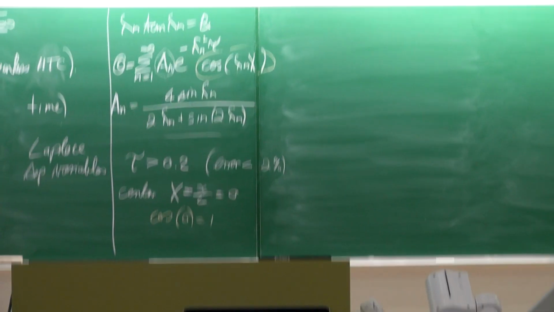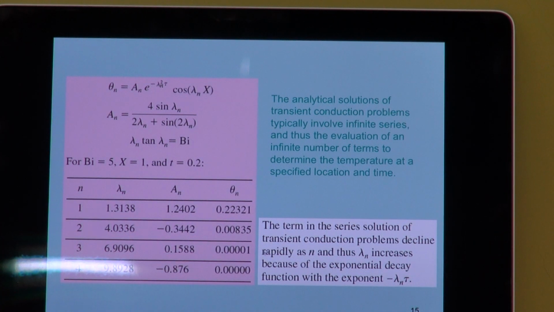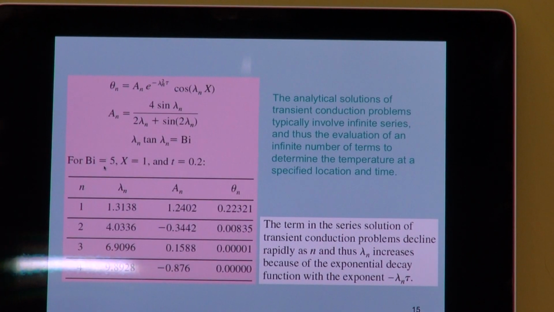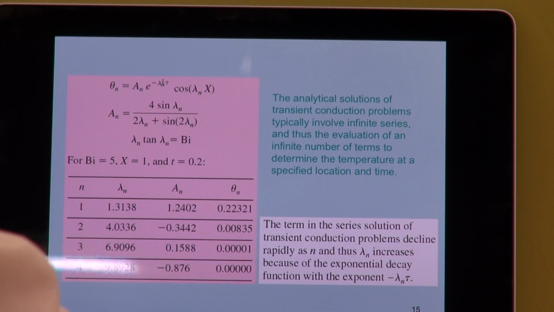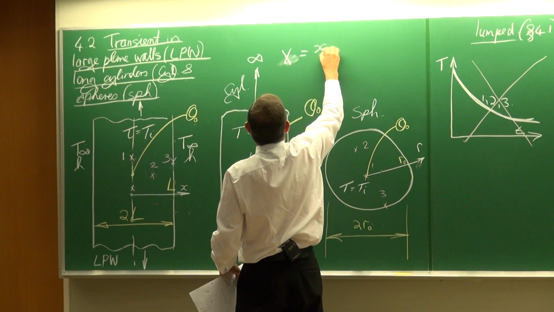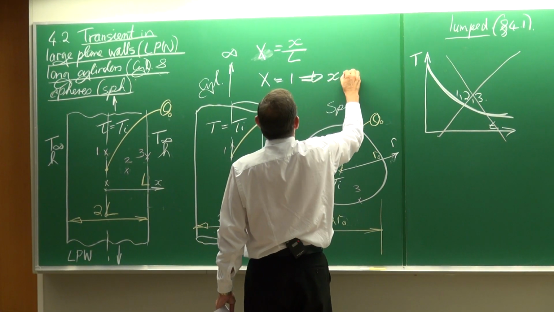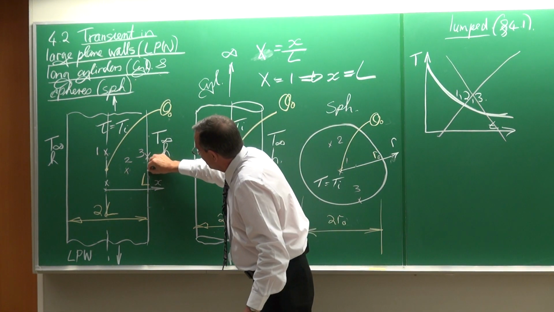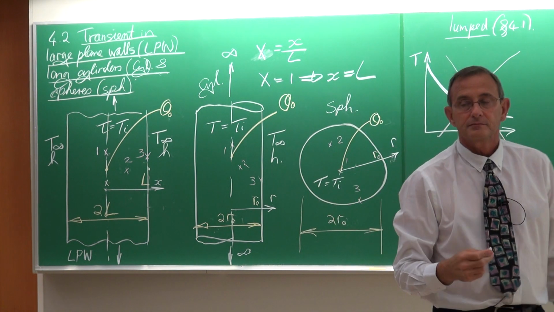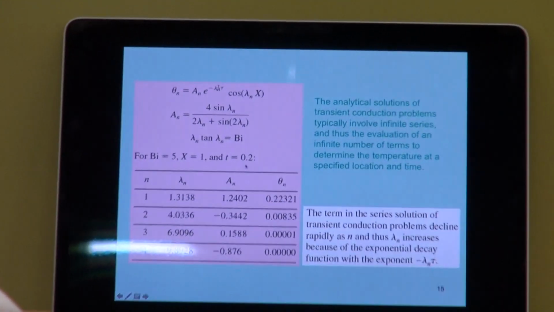So, if we now look at this table specifically, let's look at the case where the Biot number is equal to 5 and X is equal to 1. What does X equal to 1 mean? Capital X is equal to x divided by L. X equal to 1 means x should be equal to L. So that would be the case for on the surface. Okay, so this is the solution for the temperature on the surface, at time tau equal to 0.2.